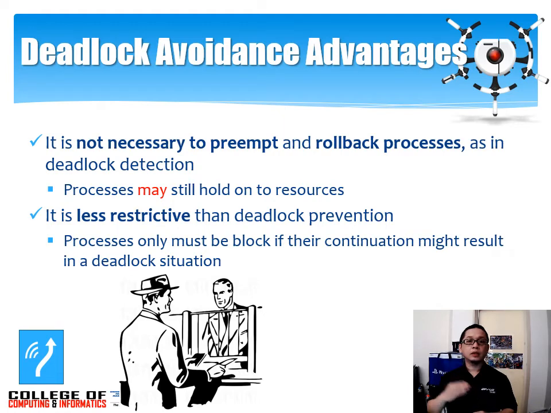So you need to give the next order of process to the other process that is safe until you have those available resources to give to P1. Process may still hold on to the resources until the end of the execution, just make sure that those resources are not needed by the other process. So this method is less restrictive than the previous deadlock prevention, and a process only must be blocked if its continuation might result in a deadlock situation.